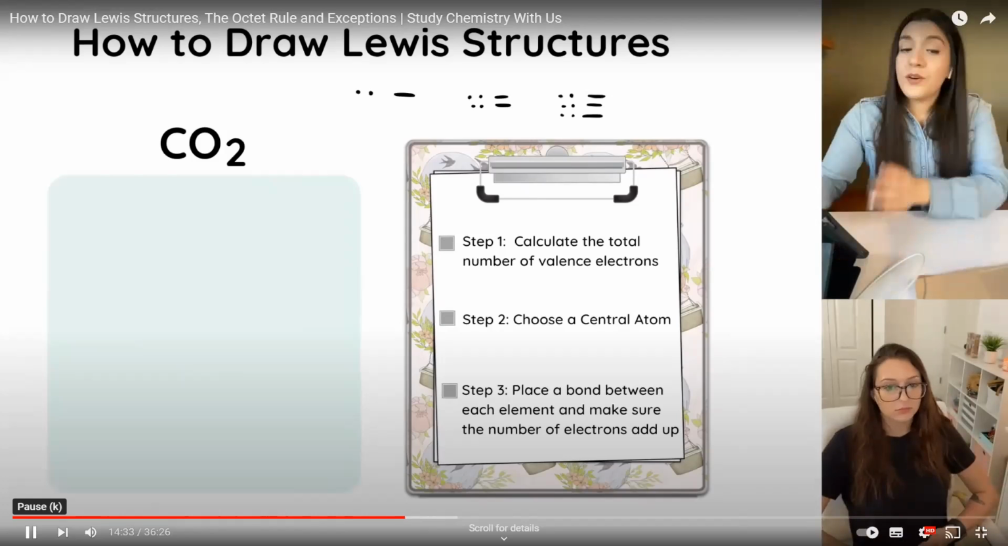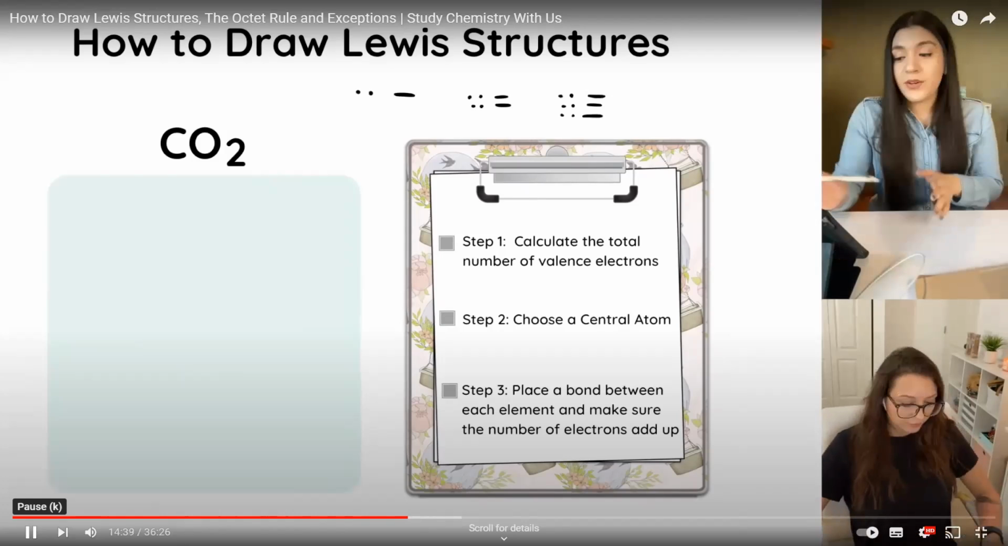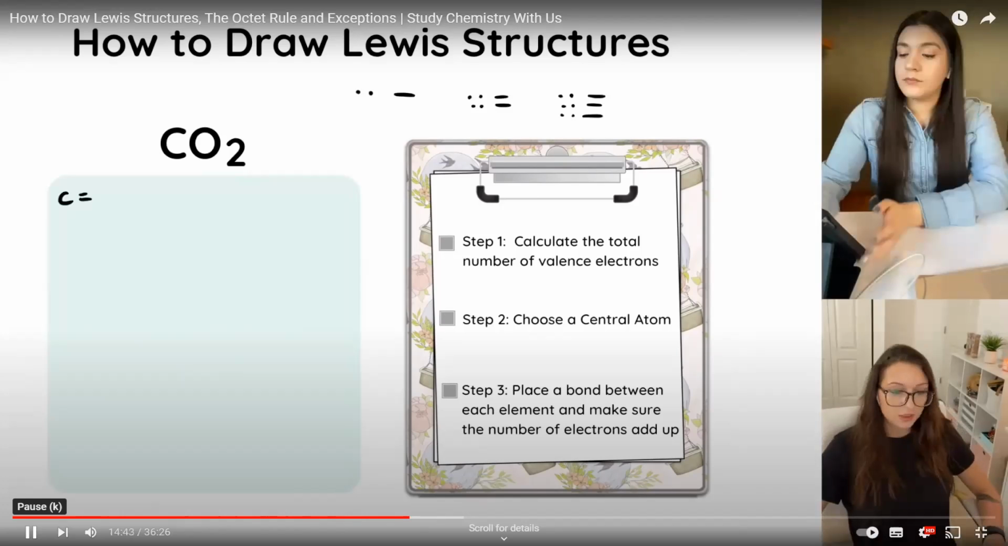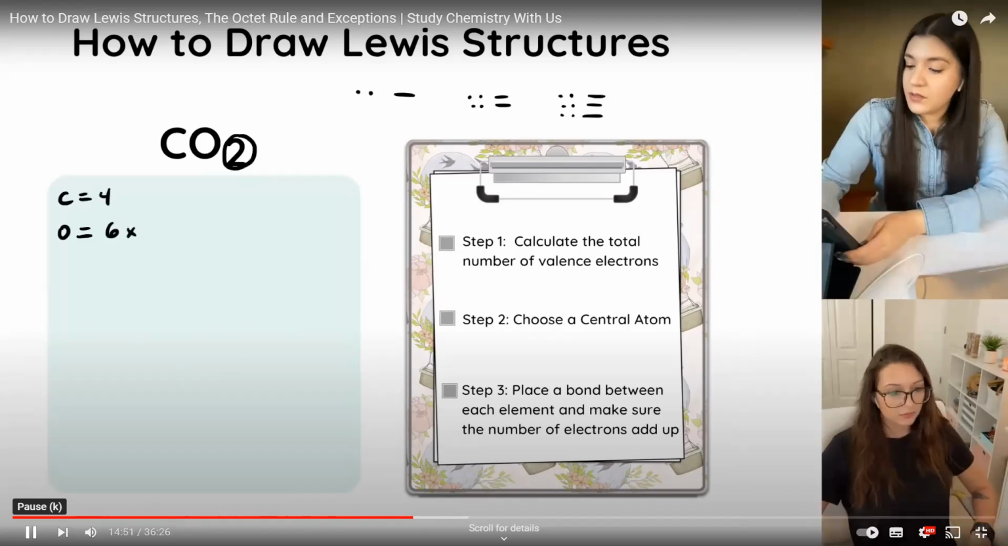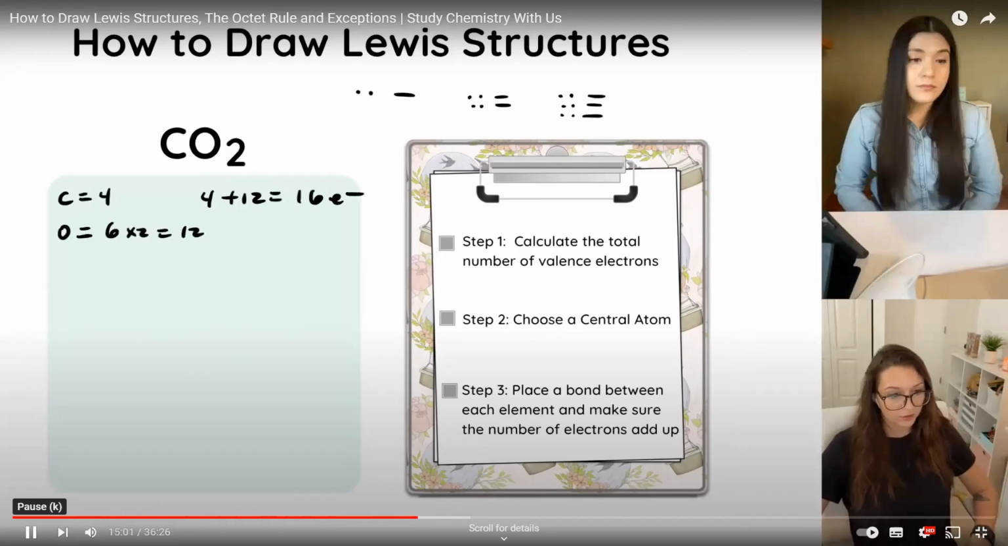So I'm going to do the same sort of concept here again. Let's identify the total number of valence electrons. I'll start with carbon. How many are there? There are 4. Good. What about oxygen? 6. Perfect. And I'll multiply this by 2, giving us 12. So 4 plus 12 gives us 16 electrons. And then what's our central atom? Carbon. Yeah.